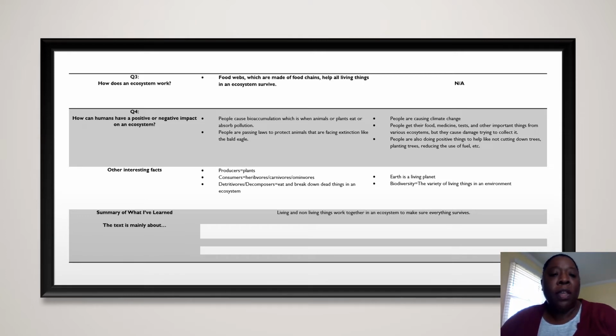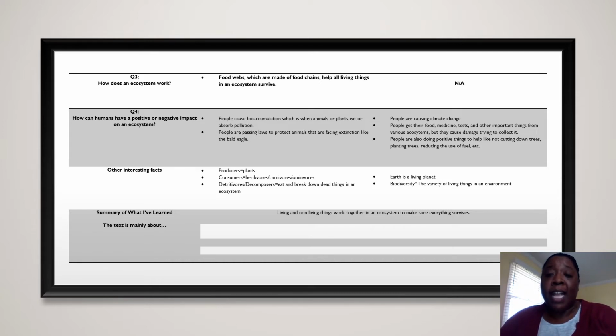Question 4. How can humans have a positive or negative impact on an ecosystem? I actually found a lot of details in food webs. The first detail I found was people cause bioaccumulation, which is when animals or plants eat or absorb pollution. I also found people are passing laws to protect animals that are facing extinction, like the bald eagle.